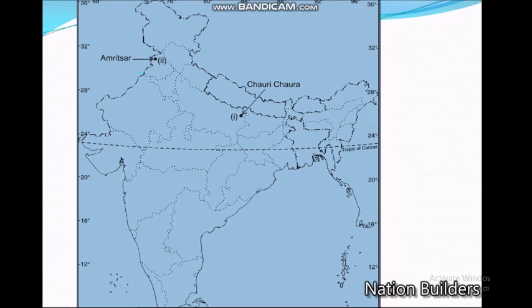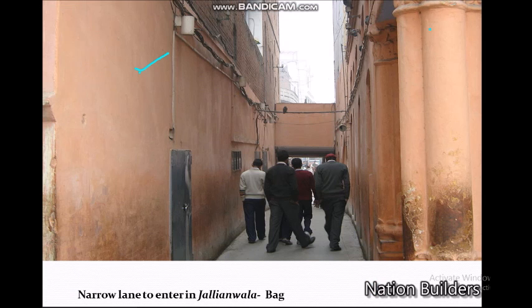This is the map of India. For the exam also it is important. This is the place of Amritsar where the Jallianwala Bagh massacre took place. This is the narrow lane to enter Jallianwala Bagh where the massacre took place. The area for entering will give you an idea of how difficult it was to escape from this place.